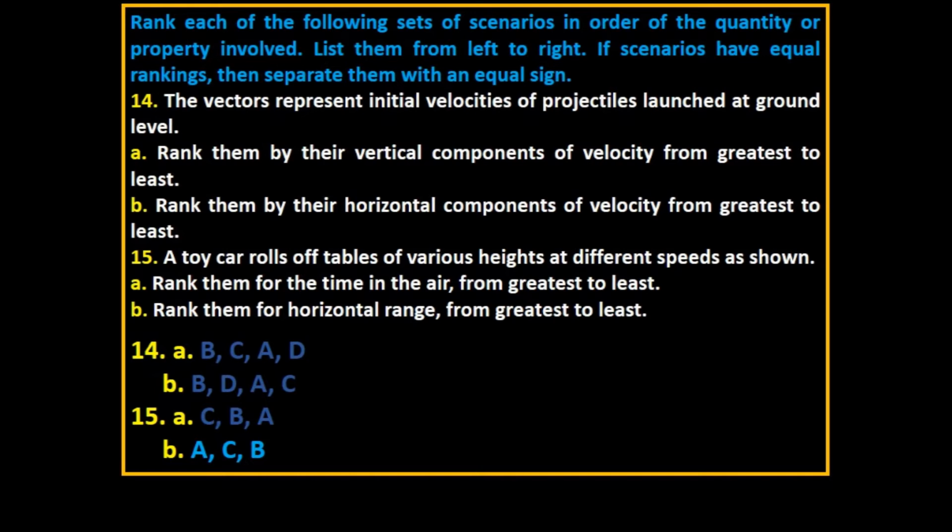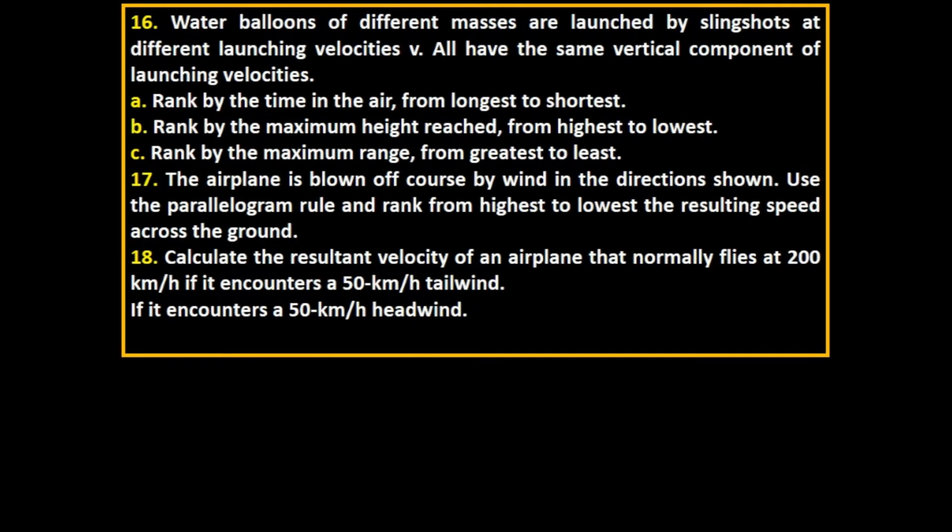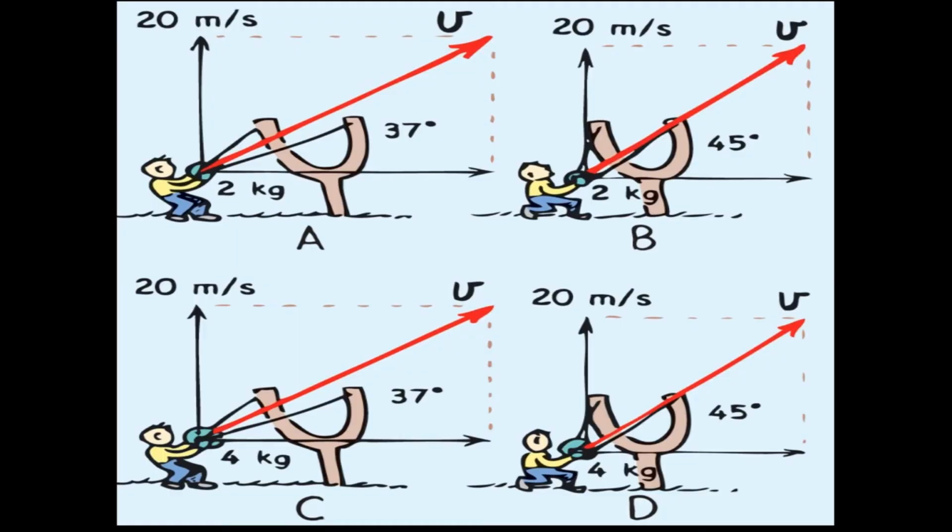Now, the next problem is going to be a little tricky. You're going to have to use your intuition to make sense of this. Water balloons of different masses are launched by slingshots at different launching velocities v. All have the same vertical component of the launching velocities. That's important. Different v's, but same Vy. Ranked by the time in the air, from longest to shortest.